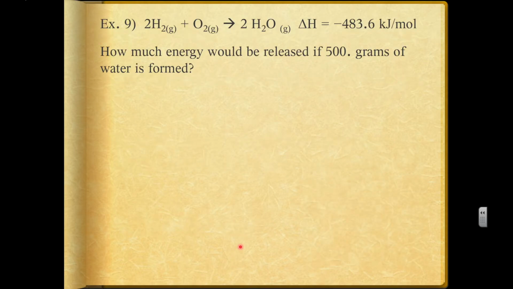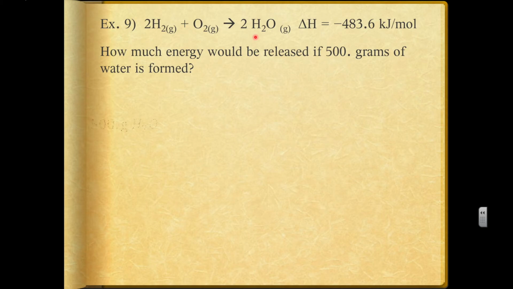Hooray! Okay, so let's just take the simple combustion of hydrogen, or the formation of water, and it has its delta H value as negative 483.6 kilojoules per mole. Now that's saying that for every reaction here, it is negative 483.6 kilojoules for every mole of this whole reaction. So how much energy would be released if 500 grams of water is formed?